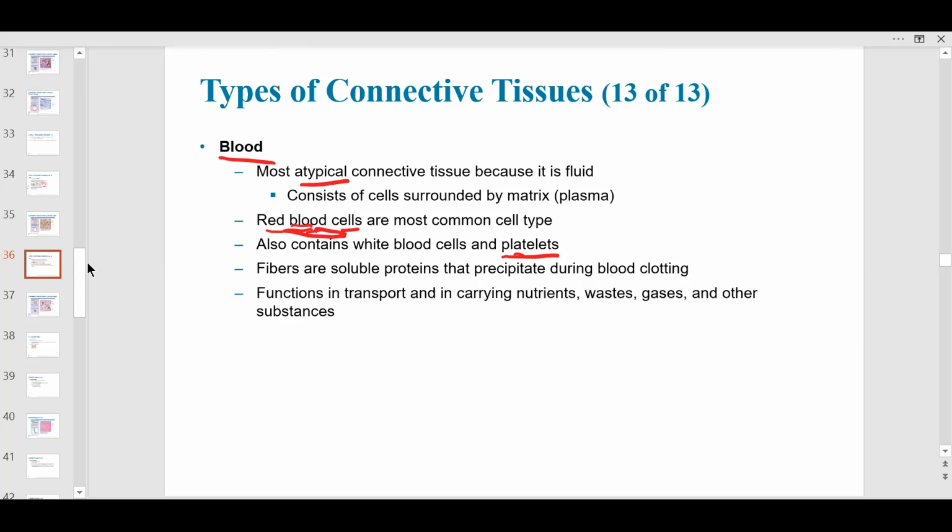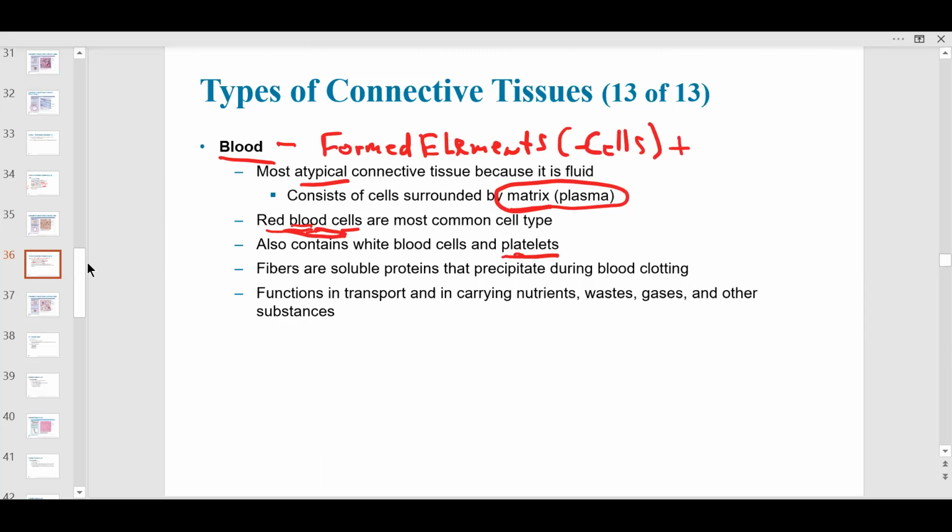So blood has two things. It has formed elements, which are basically the cells, which I just told you, erythrocyte, thrombocyte, and leukocyte. Then they have a fluid matrix. And the fluid matrix is the plasma. So it's formed elements plus a liquid matrix, which is plasma. I would say liquid matrix. And the plasma is mostly water anyway.